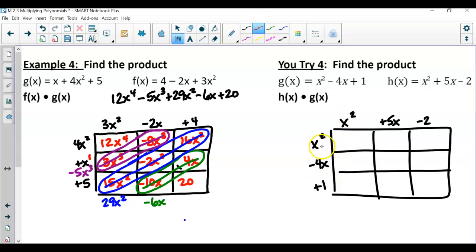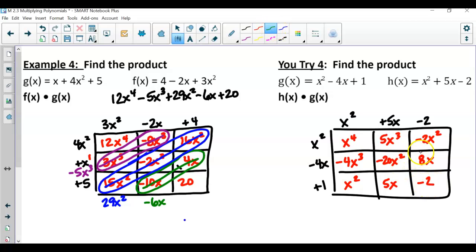Now, inside, x squared times x squared, x to the 4th. 5x times x squared, 5x cubed. Then negative 2 times x squared, negative 2x squared. Next row, x squared times negative 4x, negative 4x cubed. 5x times negative 4x, negative 20x squared. Negative 2 times negative 4x, positive 8x. Last row here, x squared times 1 is x squared. 5x times 1, 5x, and negative 2 times 1, negative 2.